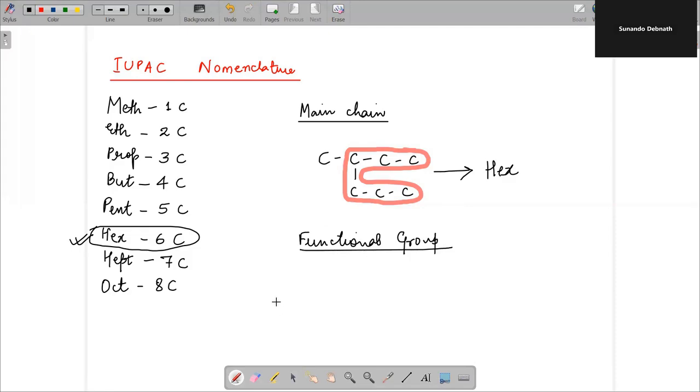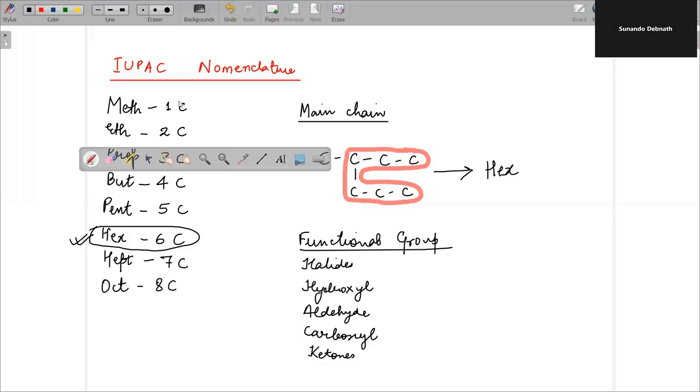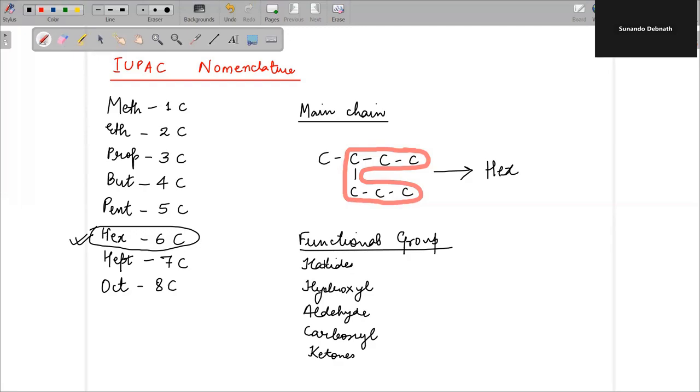Now, the basic functional groups that you have to study, which are in your syllabus, are halides, hydroxyl, aldehyde, carboxyl, then you have ketones, and one ether is also there. However, you don't have to worry much about that because that is not in your syllabus. So basically, these functional groups are in your syllabus.